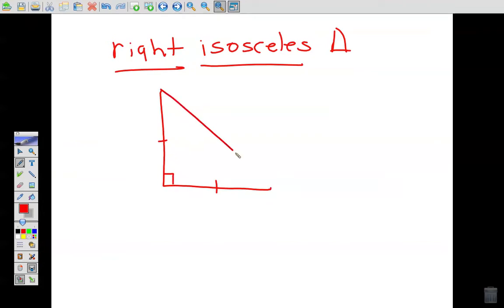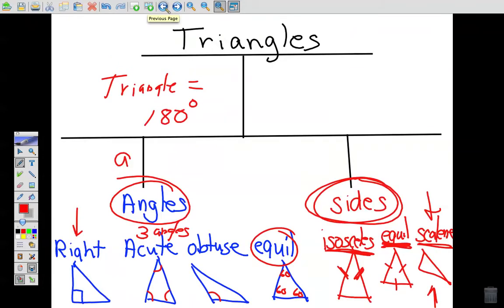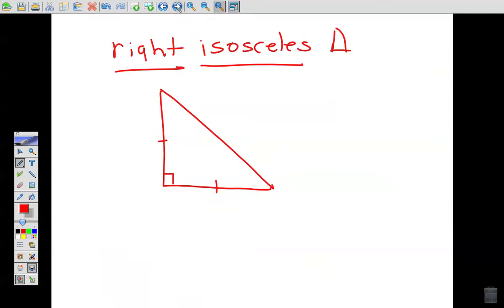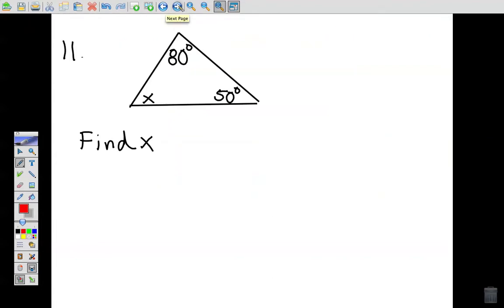And then I have a little longer side here. That's a right isosceles triangle. Think about other things. How about a right equilateral triangle? How would I change this one? Well, I'd want to change it so that all the sides are equal, and I'd have a right equilateral triangle then. Now, ignore the 11 here.